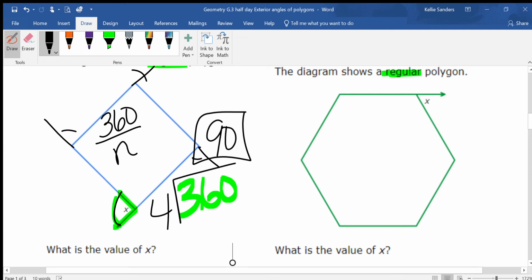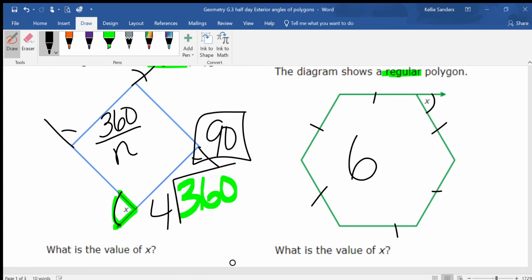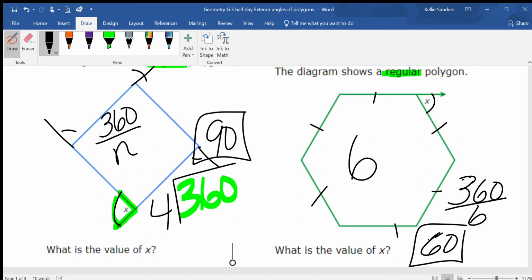Same thing on this one. What is the value of x? X is on the outside. We would have 1, 2, 3, 4, 5, 6 exterior angles that all add up to 360. So if I take 360 and divide it by 6, I would get 60. So each exterior angle of a regular hexagon would be 60 degrees.